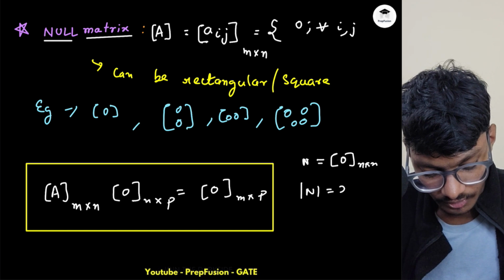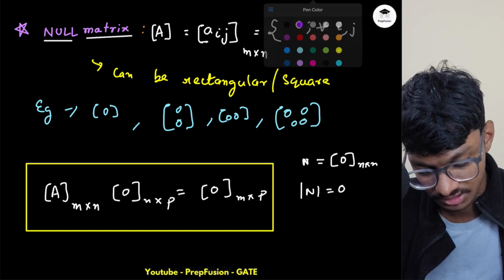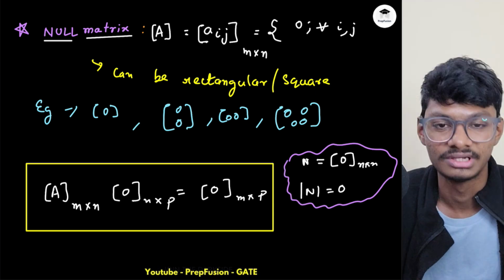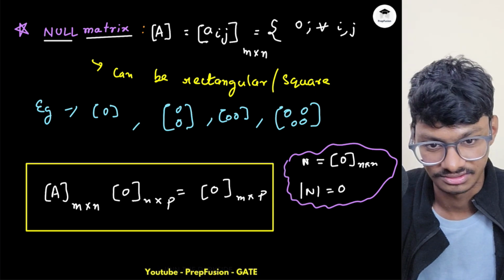Okay, so the determinant of N will always be zero. These are just basic properties. I hope you already know this, or you can derive it, nothing fancy here.